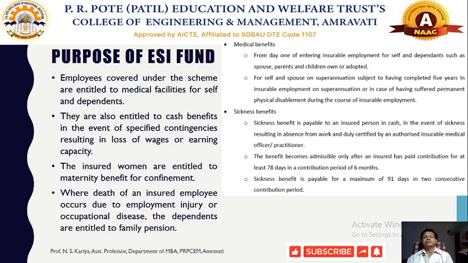The self and spouse, on superannuation, say retirement, of that particular employee, or suppose any employee who suffers from any permanent physical disablement during the course of his insurable employment, will get the necessary medical benefit.